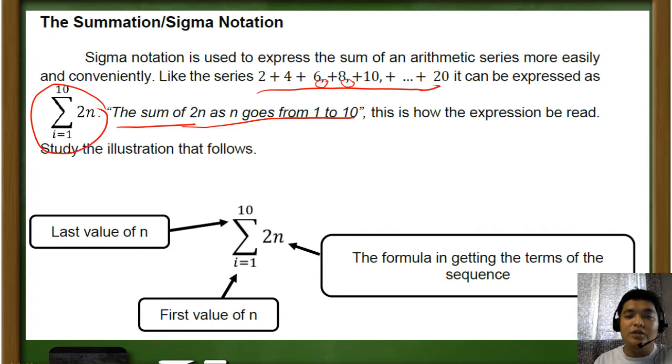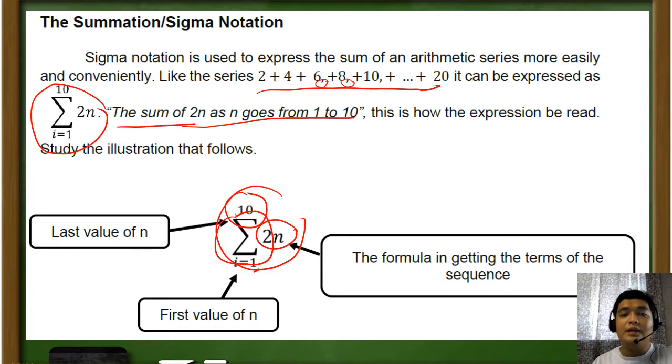Study the illustration that follows. The number above our sigma, this is sigma, is the last value of n, that's the 10. Then the first value of n is this 1. The formula in getting the terms of the sequence is 2n. Again, in reading this, it is the sum of 2n as n goes from 1 to 10.